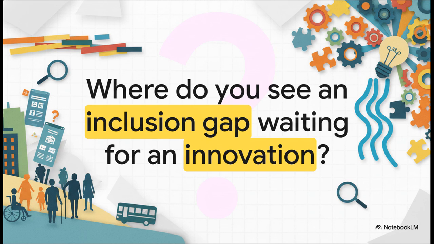So, let's end with a question for you to take with you. Now that you know what an inclusion gap looks like, start noticing the world around you. The apps you use, the buildings you walk into, the products you buy. Where do you see a mismatch? Where do you see a gap just waiting for a new idea, for a brilliant innovation?